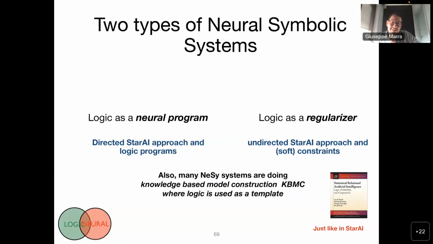However, this comes with pros and cons, because neural programs are usually much more expensive computationally than the other approach. So it's, as always, a trade-off, but similar trade-offs have been made in statistical relational AI as well. So categorizing neurosymbolic systems along these two dimensions is extremely useful and provides a lot of information.